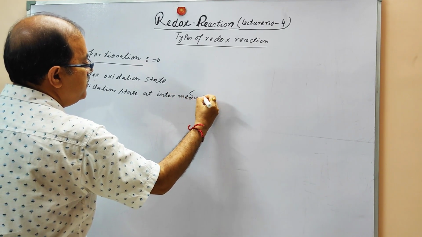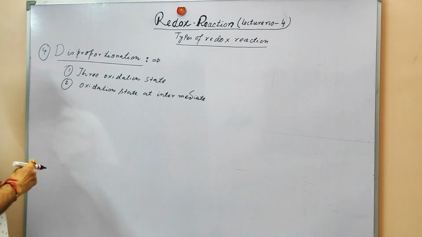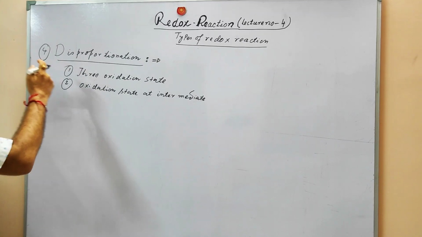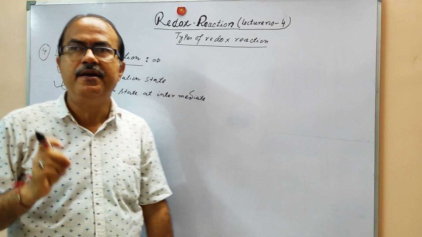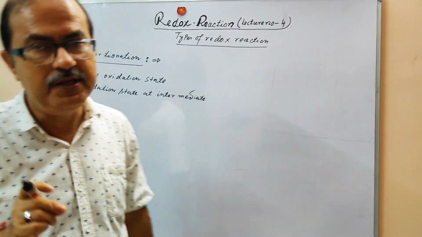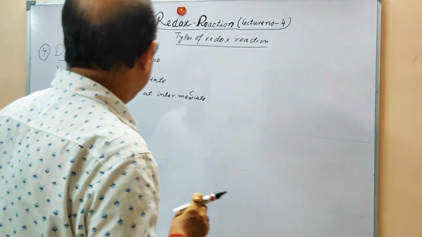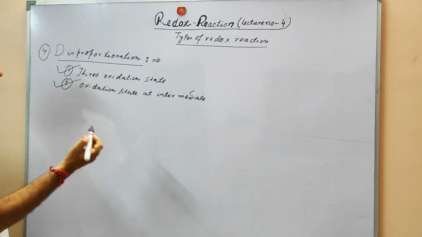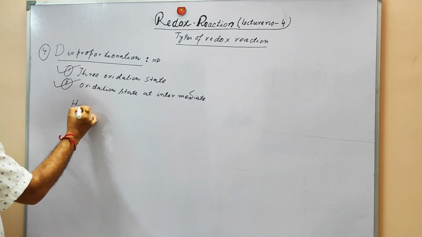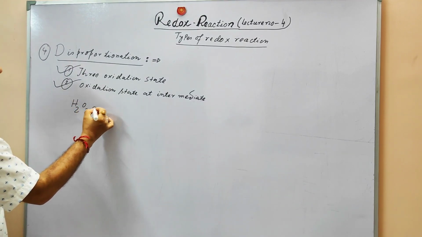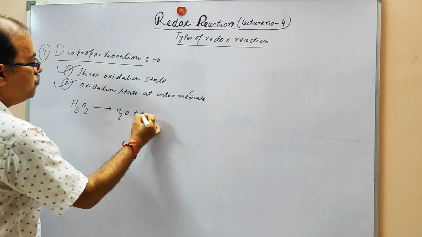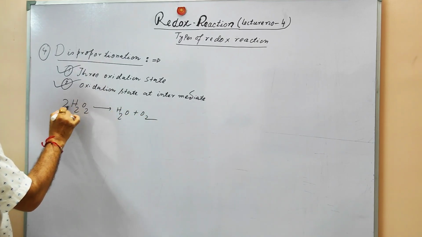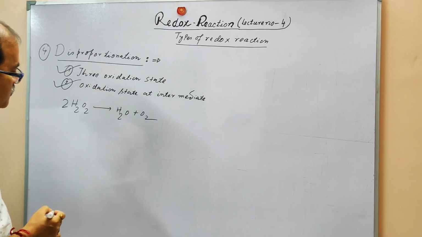At the intermediate state. So we see these two conditions have to be fulfilled by the elements, then only will they show the disproportionation reaction. One example can make it clear: H2O2, when it produces H2O and O2, shows the disproportionation reaction.